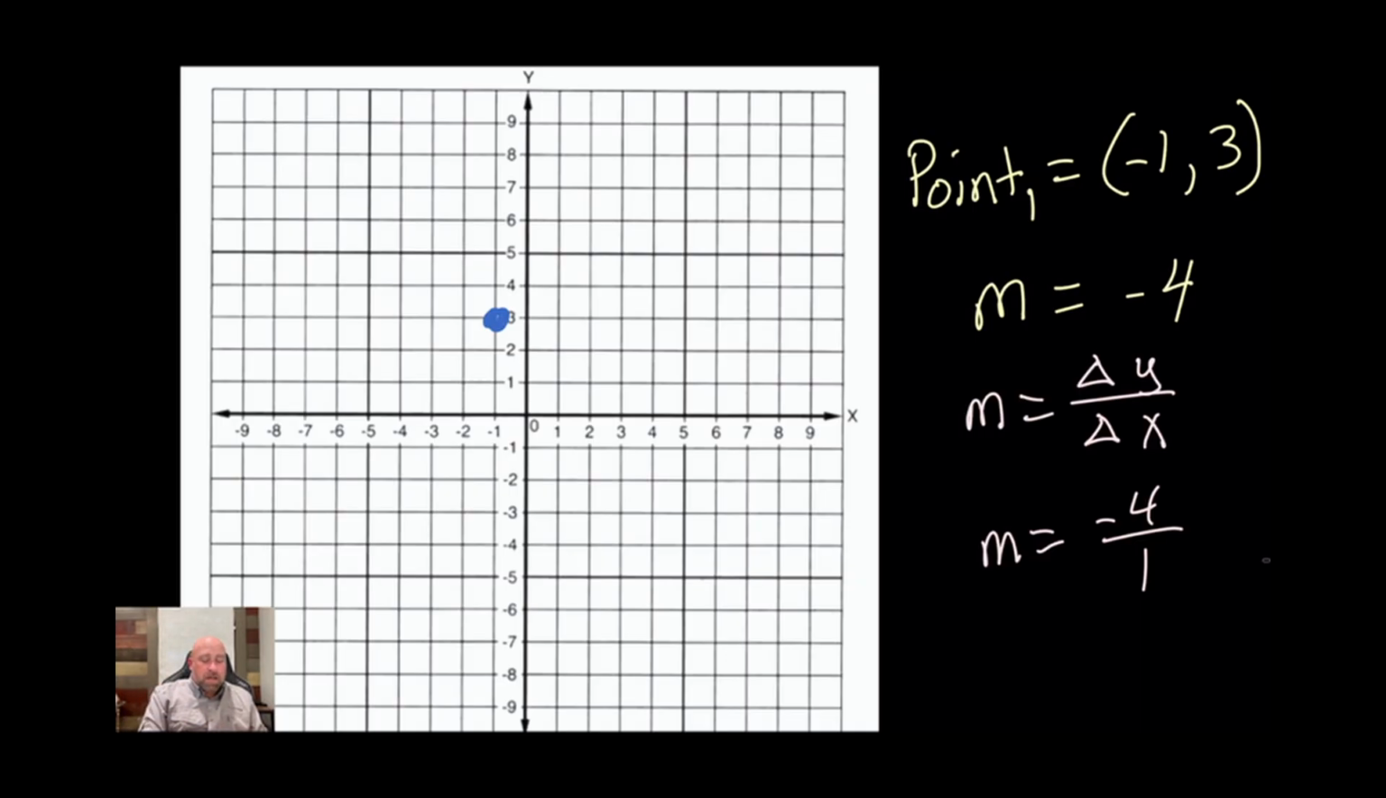So what does that look like? -4 means we're going down 4. So 1, 2, 3, 4. So that's where we are. And then we're going to change 1 to the right because it's a +1. So then we're just going to come right back over here to this main line, and that's where our point's going to go right here. Okay. And then you can now draw your line right here because you know what your point was and you know what your slope is. Okay.